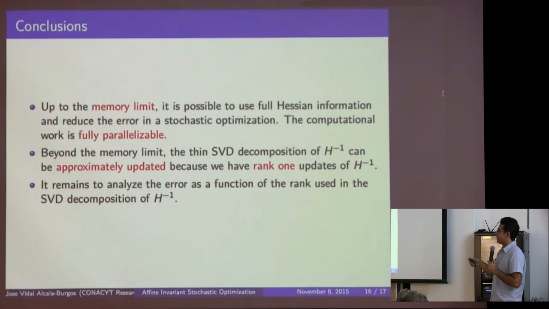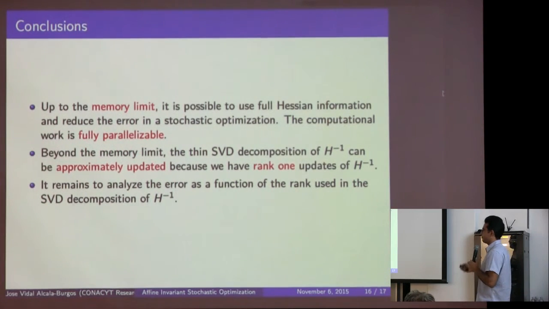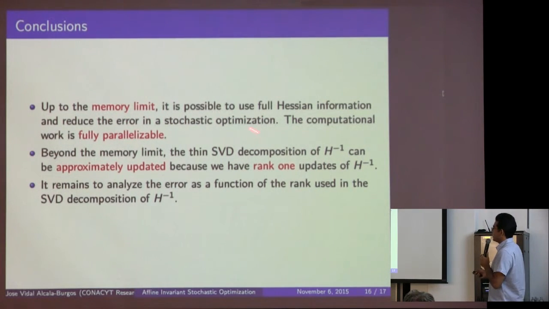So each step in our algorithm, well, here we use the power of the video card because we're doing a lot of matrix multiplication. So this is costly, but it's fully parallelizable. So that's not too bad. So we do reduce the error, and we use the full Hessian. Of course, beyond the memory limit, we cannot update the SVD exactly. We have an approximate update for the SVD. But that works at least in the training set.